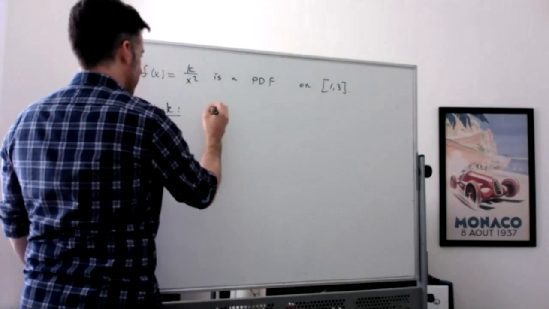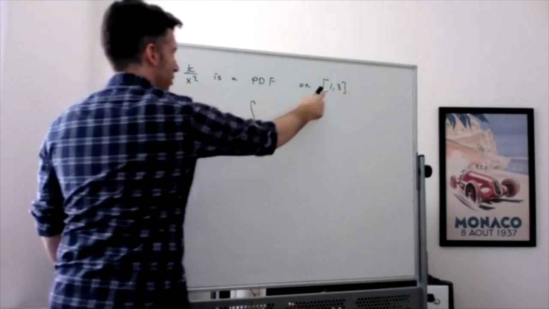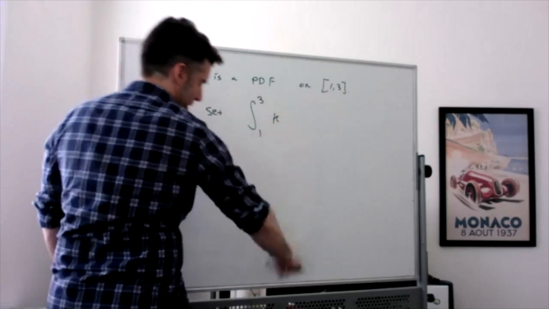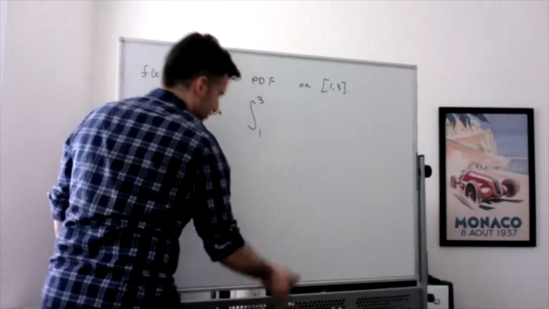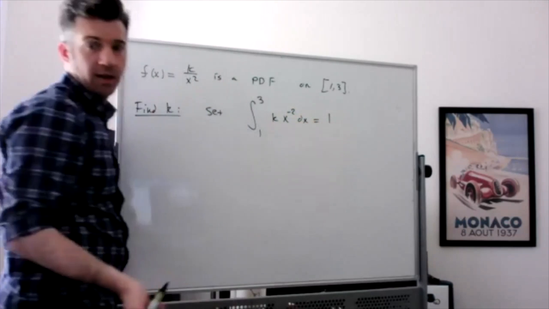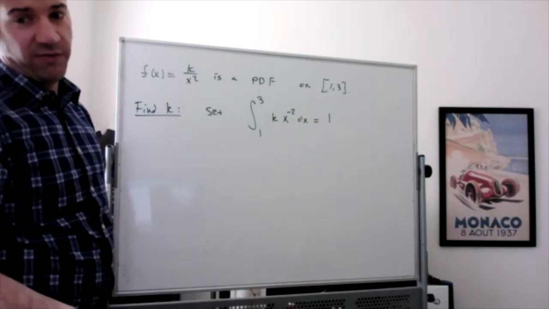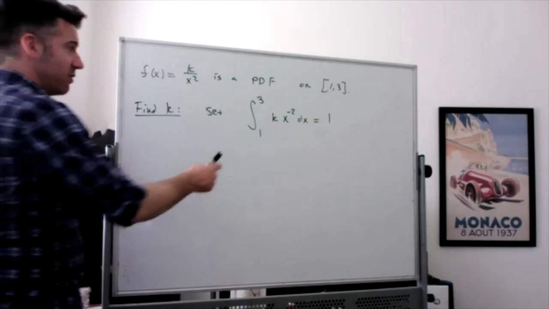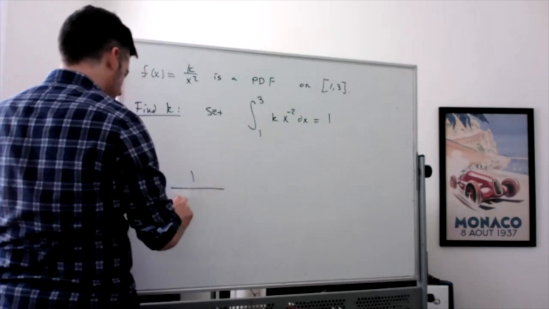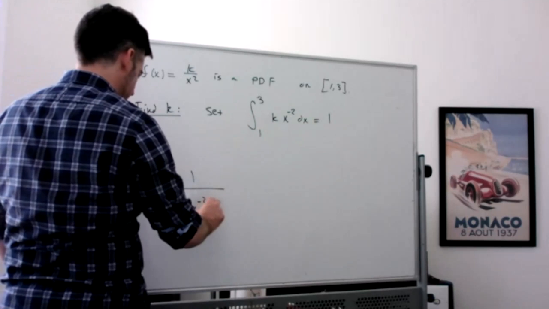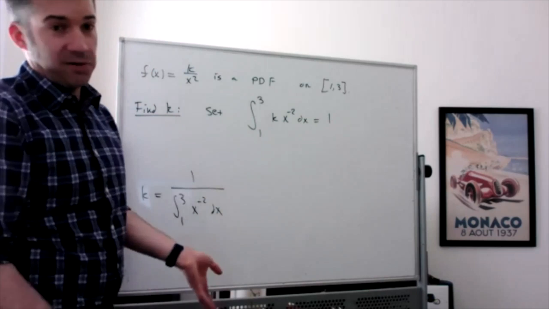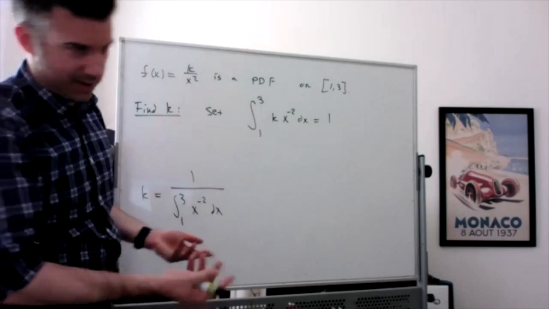So we're going to set the integral from 1 to 3 of k over x squared, or I would prefer to write k times x to the negative second, equal to 1. In fact, you could factor out the k and say that k is equal to 1 over the integral from 1 to 3 of x to the negative second dx. That would be a very lazy way of writing our answer, but it's technically correct, right? That's k.